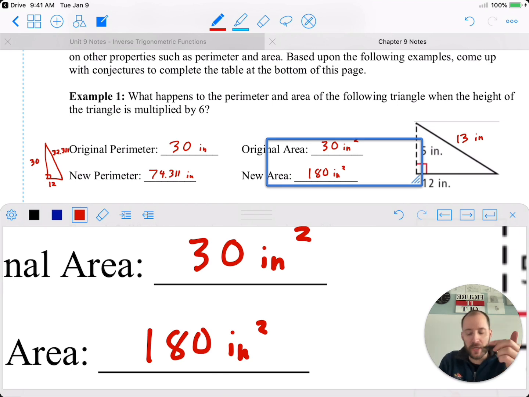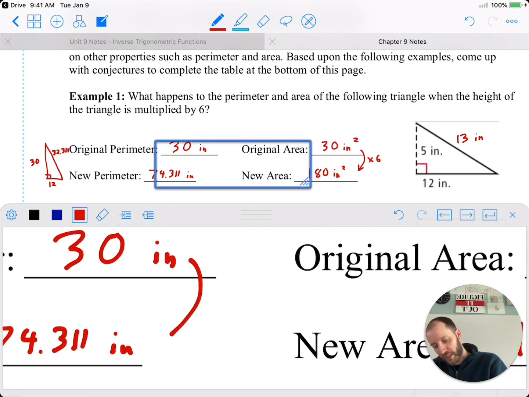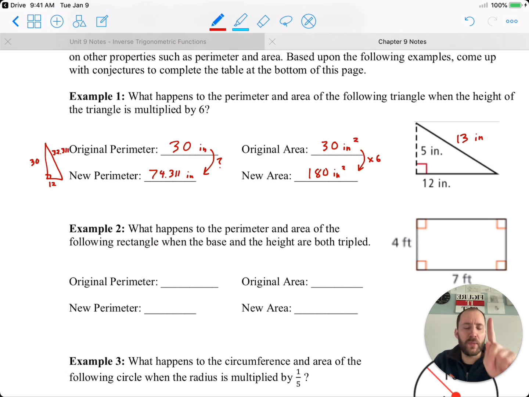The 30 to 180. To get that, you would multiply by 6. And hey, that would be multiplied the height by. From 30 to 74.311. Who knows? Okay, so when one dimension is multiplied by 6, the area changes by 6. The perimeter, who knows?